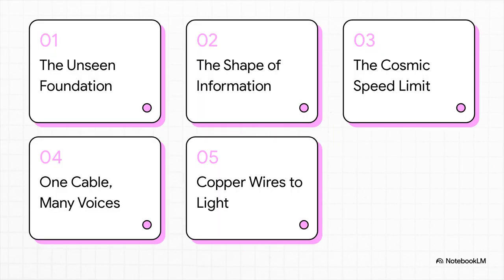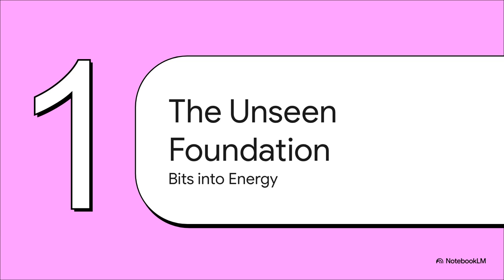So here's our game plan. First, we're going to look at how an abstract idea, a bit, turns into actual physical energy. Then, we'll uncover the secret shape behind all information. After that, we'll run right into the cosmic speed limit. Yeah, there's a speed limit, and see how engineers get clever to share the data highway. And finally, we'll trace the incredible leap from old-school copper wires to the magic of fiber optics. All right, let's start at the very beginning.